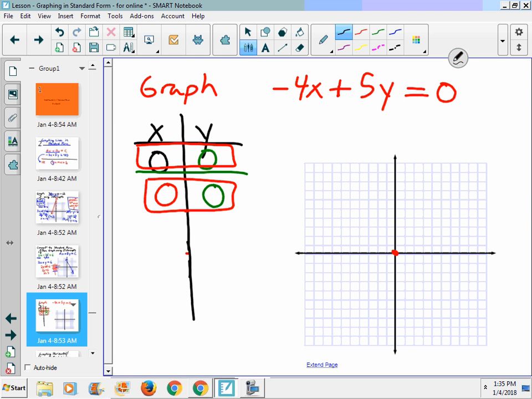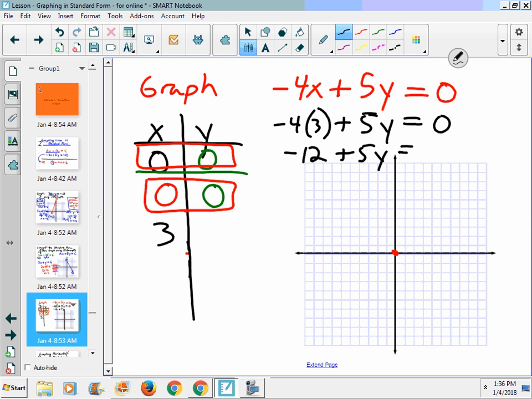So let's say I let x be equal to 3. Okay? Well, we'll plug in 3 for x up here and then solve for y. We only have to do this once just to make sure our math work is correct. So we get negative 12 plus 5y equals 0. We're going to add 12 to both sides to isolate the 5y. And then we divide both sides by 5. So y equals 12 over 5, which as a decimal is going to be 2.4.